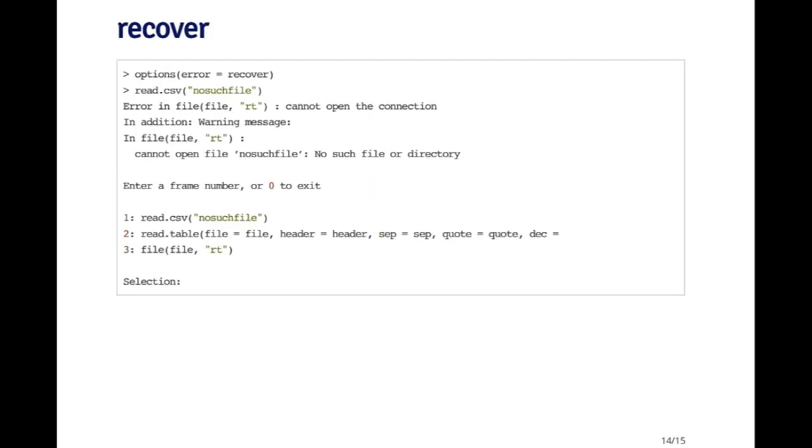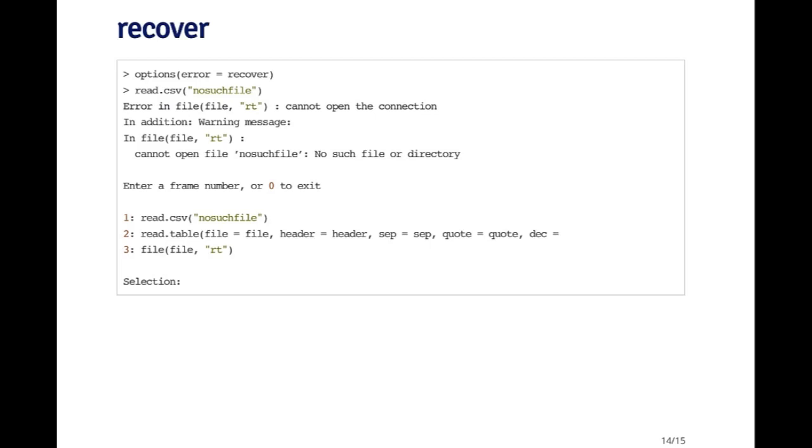The recover function: you can set recover to be an error handler using the options function. You can say options error equals recover, and that will set a global option, right? So now this behavior will occur for everything you do as long as your R session is open. As soon as you quit, it'll go away, and if you start up R somewhere else, it's not going to save that option. Now I'm going to read.csv some file that doesn't exist, and you get an error message, cannot open the connection, and some warning also. But instead of getting my console back, I get a little menu here.